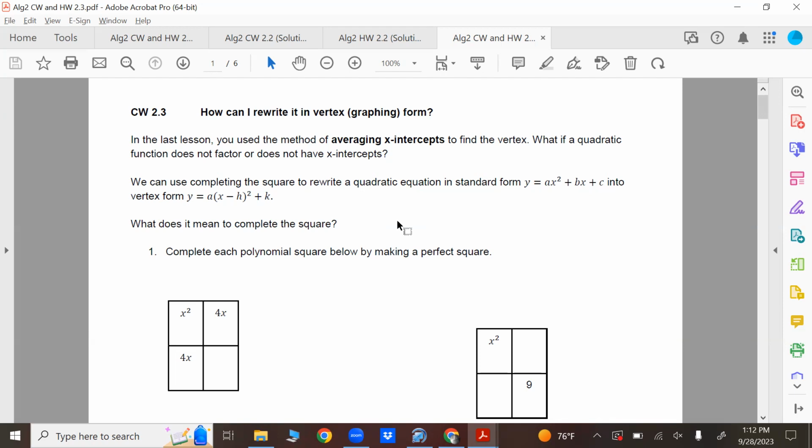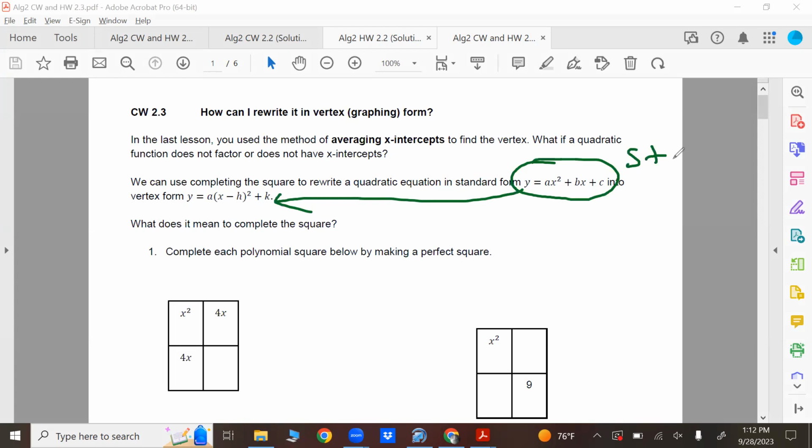Okay, cool. Let's get started. How to rewrite in vertex form. Okay, so we have this, guys, quiet, please. And we want to get to this, right? So this is where you start. This is where we want to end. We want to end with vertex form.